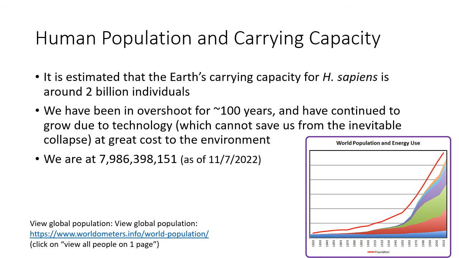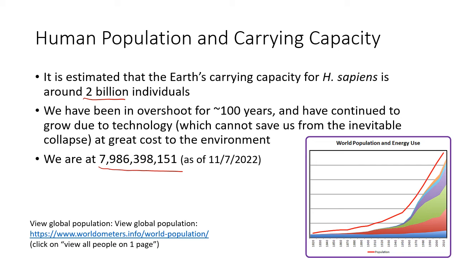So speaking of humans, it's been estimated that Earth's carrying capacity for humans is around 2 billion individuals. Now, I've seen studies that have it as low as 1 billion. I've seen studies that have it as high as 5 or 6 billion. But the consensus seems to be at around 2 to 3 billion people, okay, that Earth can support over a very long period of time indefinitely without depletion of Earth's resources, okay? We've been in overshoot, if we use this 2 billion number, for about 100 years, and populations have only grown since.